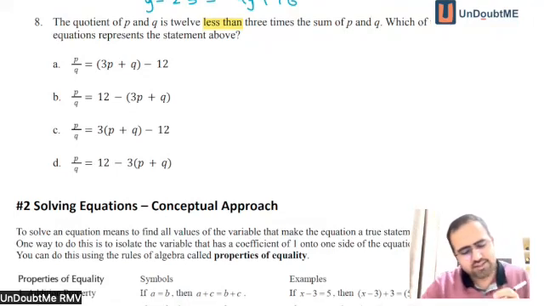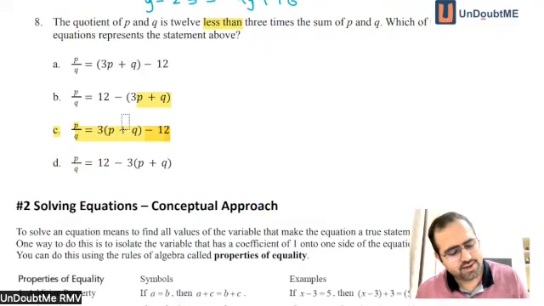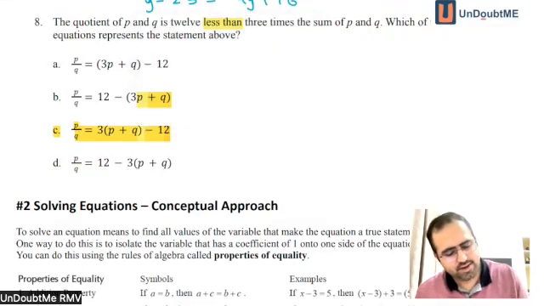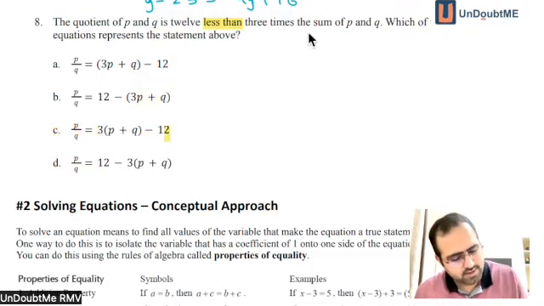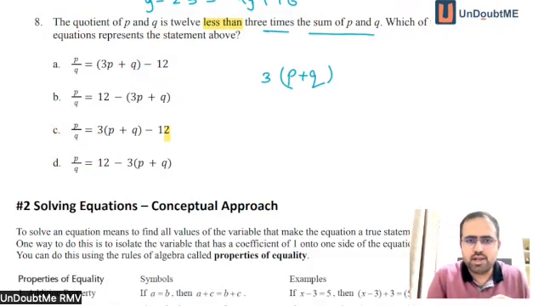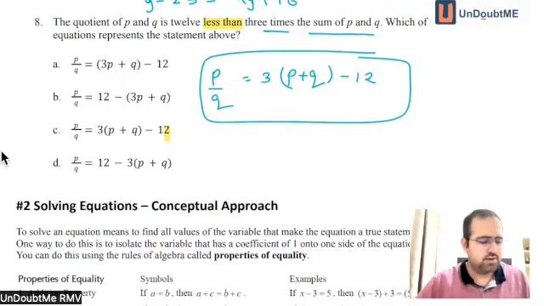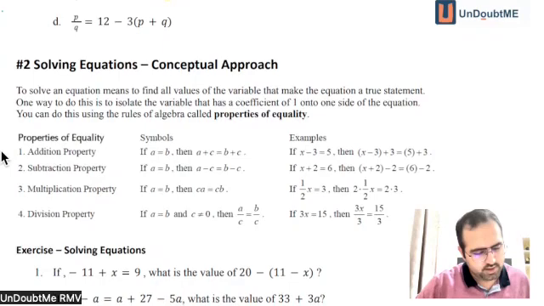C. C is correct because it is given 12 less than. Less than, so 12 comes at the end. When it is given like this, we have discussed sum of P and Q will be P plus Q. 3 times sum of P plus Q. Look, I am just interpreting it in the opposite direction. 12 less than that, so minus 12. And who is 12 less than this thing? Quotient of P by Q. Okay, fine. We can move on.